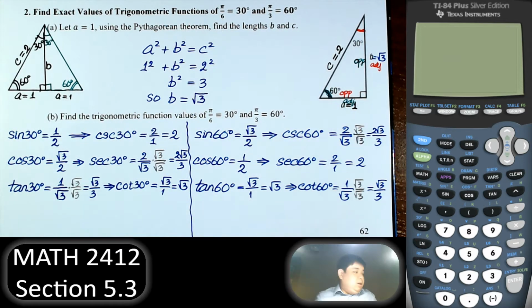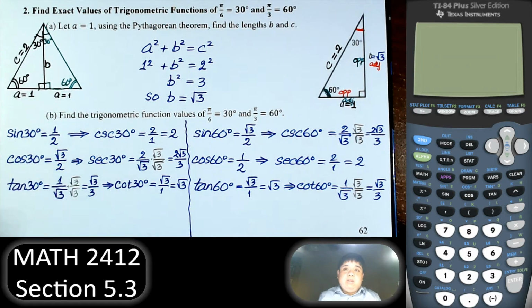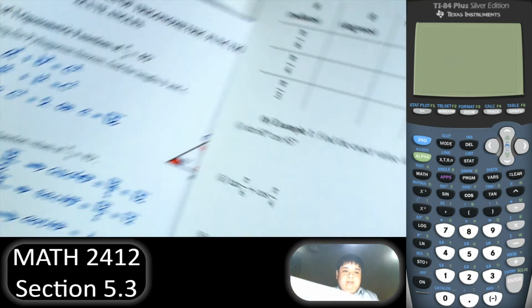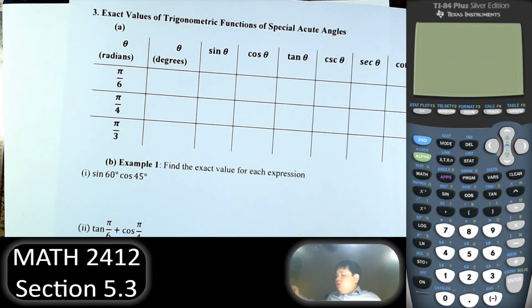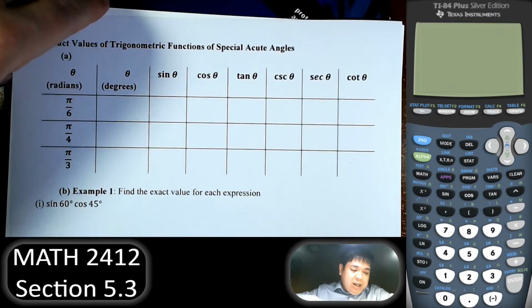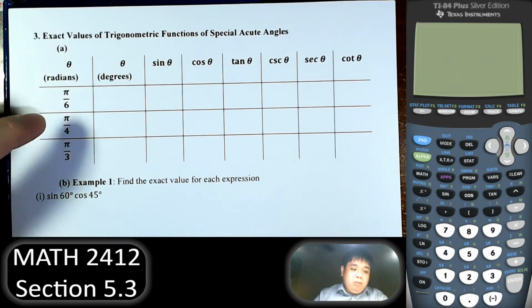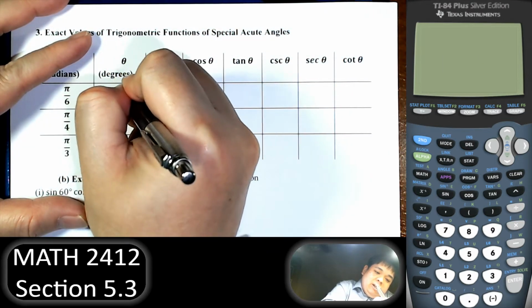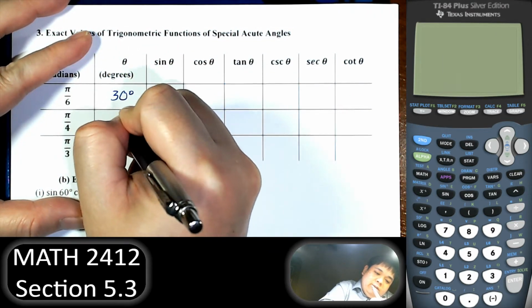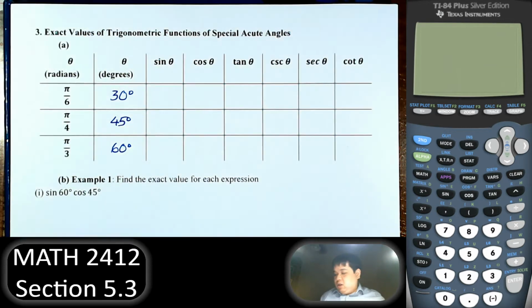Right, so that's what we have. So those are the special values of the trigonometric functions. We have 30, 45, and 60. Of course we can put them in a table like this. First, in radians, pi over 6, pi over 4, and pi over 3. Equivalent in degrees, we have 30, 45, and 60. Those are the special values that we know.